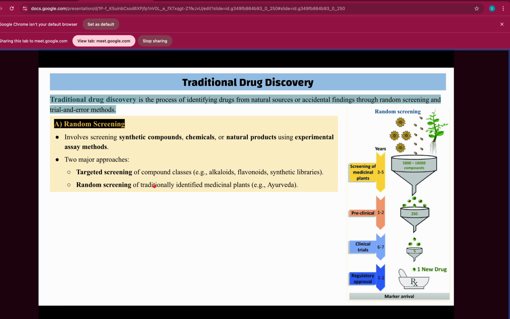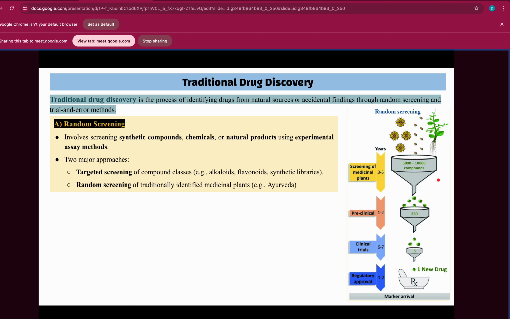And then comes random screening. That means any medicinal plant which is known, you simply select those plants and you are just trying to find out whether it has some relevance. Here you can see that some flowers or some medicinal plants are taken. It contains nearly 5,000 to 10,000 compounds. We are not taking directly the plants, we are talking about the chemicals or the molecules which are present inside these plants. So it could be around 5,000 to 10,000 molecules or compounds that are taken, and then we screen them. It takes about 3 to 5 years.